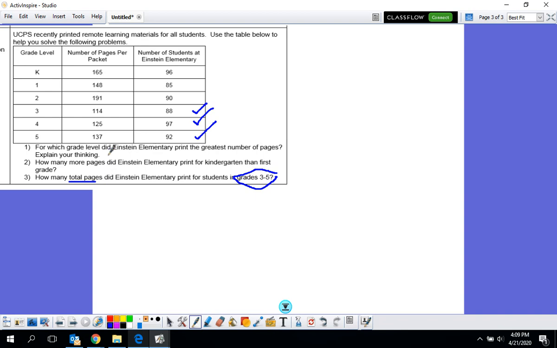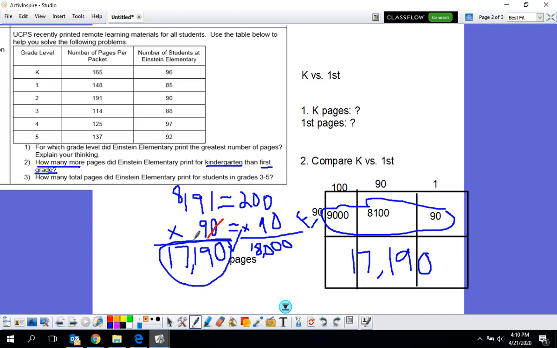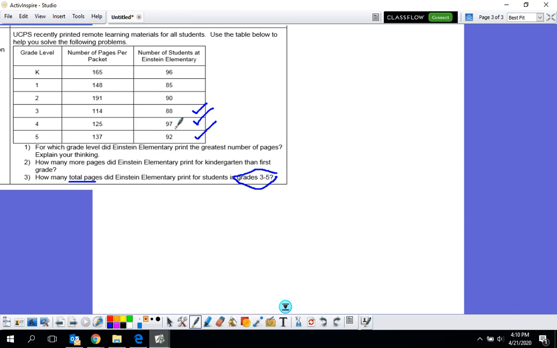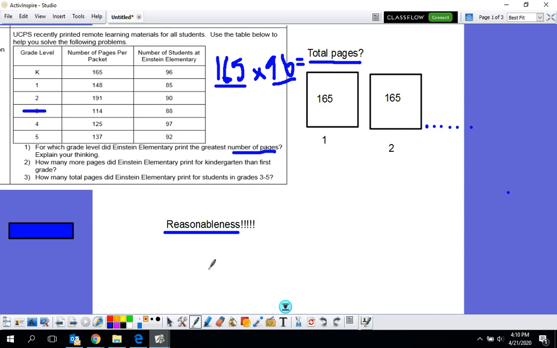Also, look at these numbers, friends. If you're putting together all 3 grade levels' number of pages, this is probably going to be pretty large. Look back at just second grades. Second grades was 17,000 almost pages. That's just for 1 grade level. So if you're putting together 3 grade levels, expect your answer for number 3 to be pretty high. Okay, so that should help you for all 3 questions. We kind of went through them again.